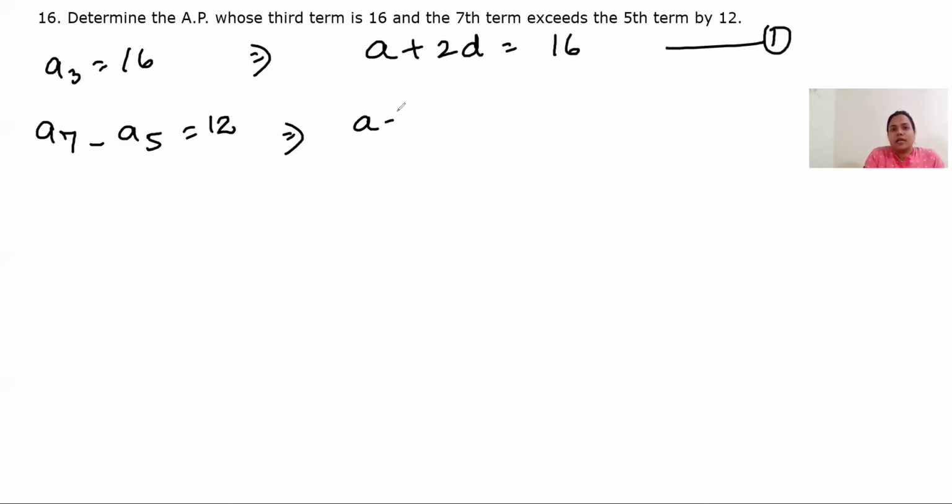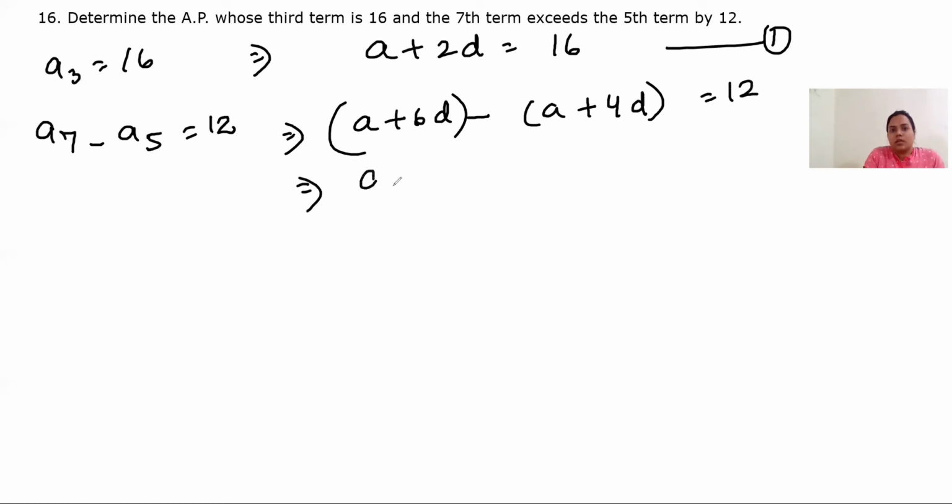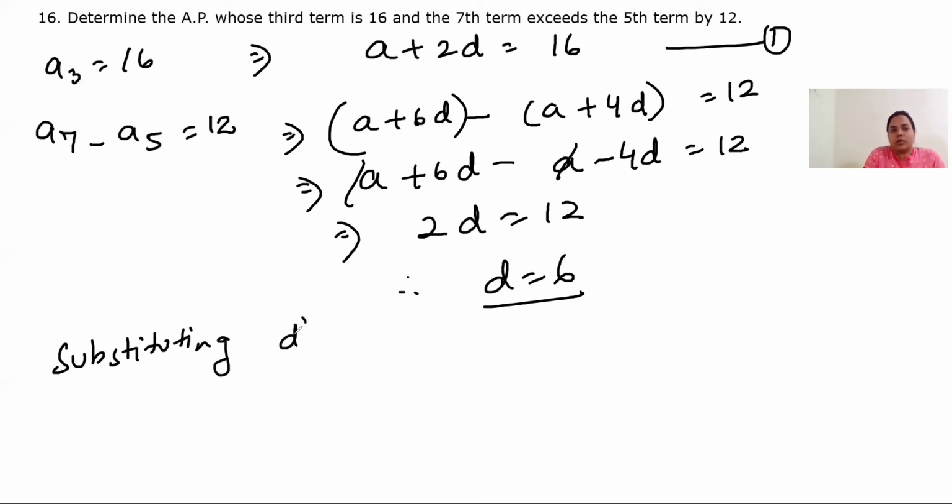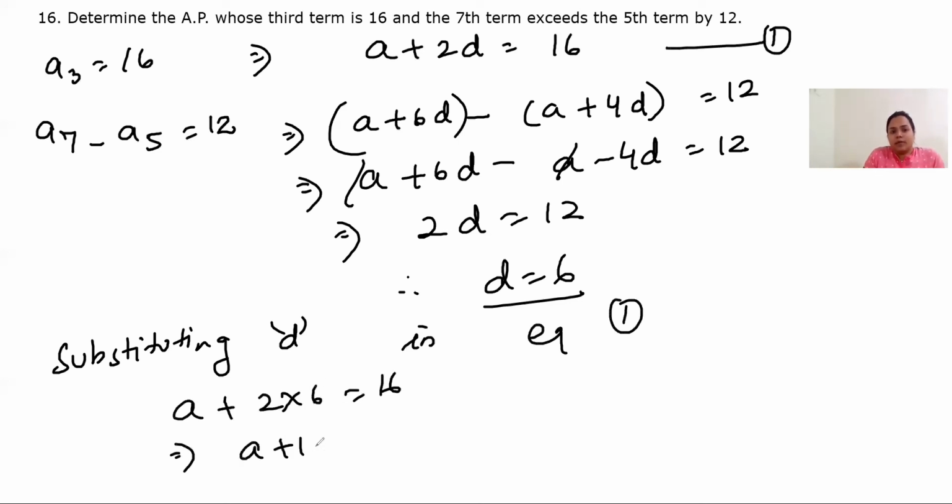And in this case, it is A plus 6D minus A plus 4D is equal to 12. We will solve this. A plus 6D minus A minus 4D is 12. A and A cancelled. 2D is 12. Therefore, D is 6. We'll substitute this value of D in equation 1. So A plus 2 into 6 is 16, implies that A plus 12 is 16. Therefore, A is equal to 4. We have got A as 4 and D as 6.